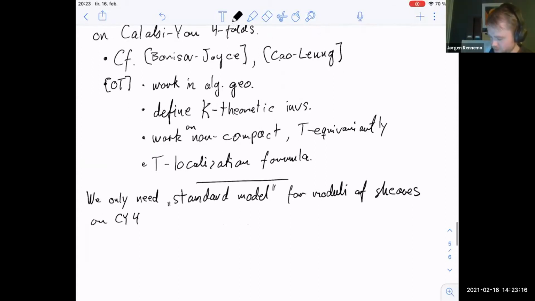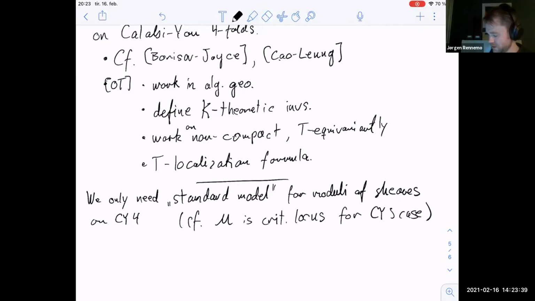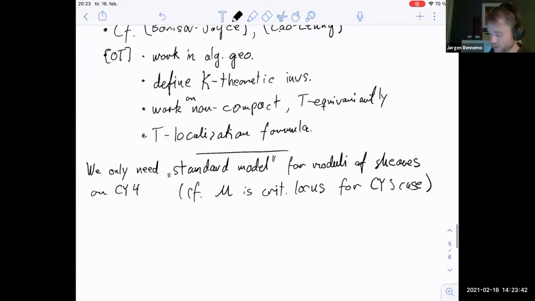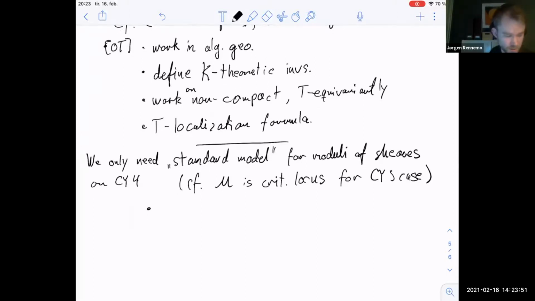So the standard model for moduli of sheaves on a CY4 works as the analog of saying M is a critical locus in the 3D case. Moduli of sheaves on a Calabi–Yau threefold are critical loci. What are moduli of sheaves on Calabi–Yau fourfolds? They are locally vanishing loci of isotropic sections of quadratic bundles. That's a mouthful, so let me spell it out.